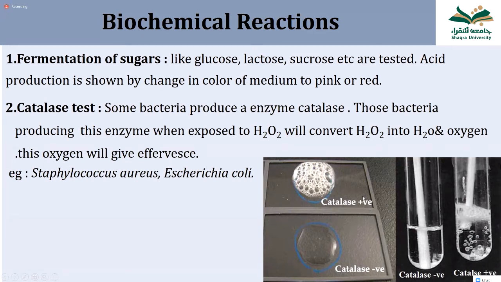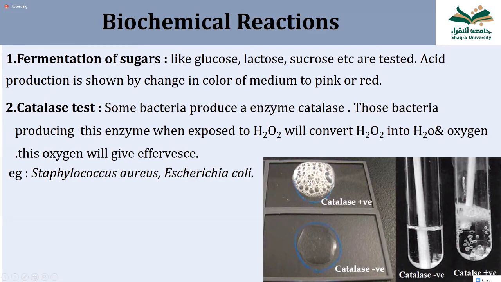Catalase can be done either on the slide or in the test tube. What is this liquid? This liquid is hydrogen peroxide, H2O2. If we put some bacteria in this H2O2 and the bacteria is catalase positive, they release oxygen, and that oxygen forms the bubbles. So if bubbles are present, that means catalase is present. The catalase positive bacterial colony or growth releases bubbles from the hydrogen peroxide.